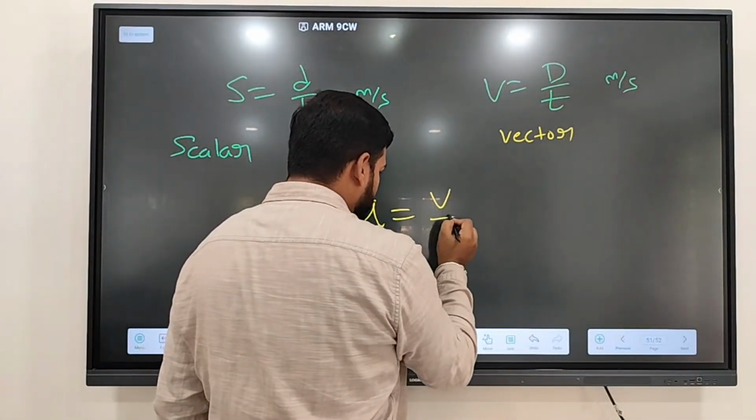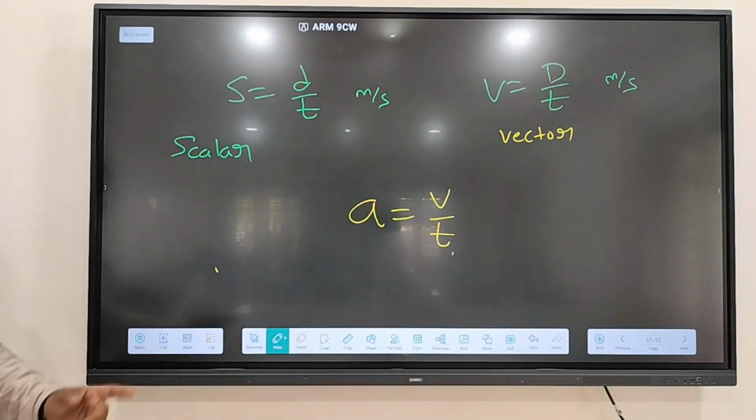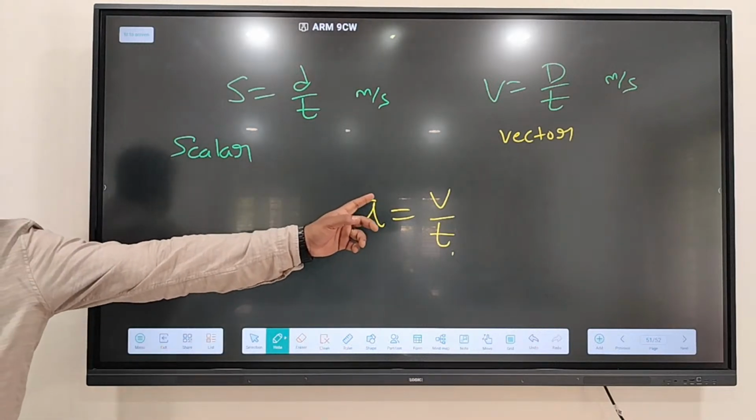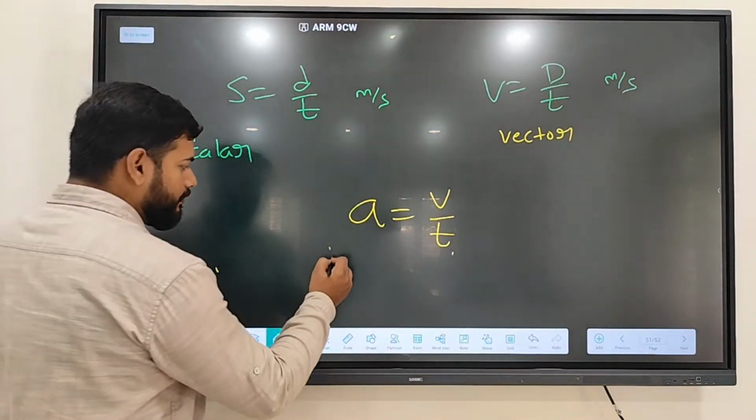Acceleration means rate of change of velocity. Acceleration means velocity by time. Scalar or vector? Velocity is vector quantity. Acceleration is also vector quantity.